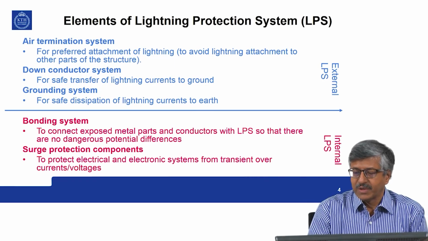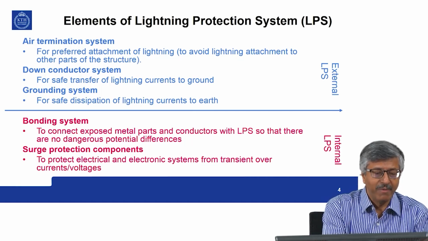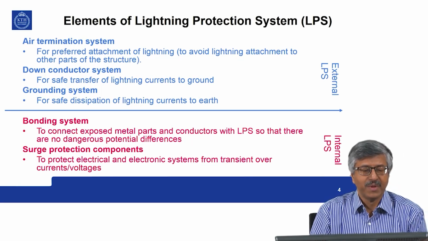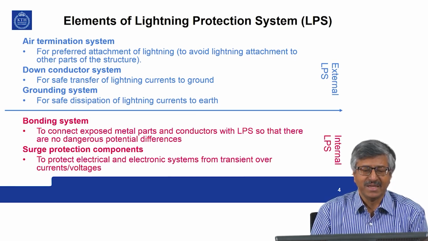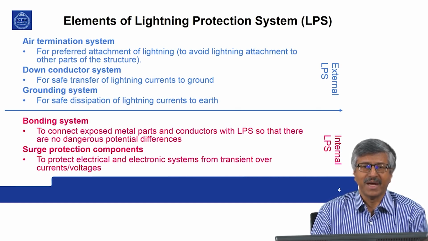Now, for the internal lightning protection system, you have a bonding system, then surge protection components. The bonding system normally does not carry currents. It is mainly to make exposed metal parts at equal potential when there is a lightning strike.